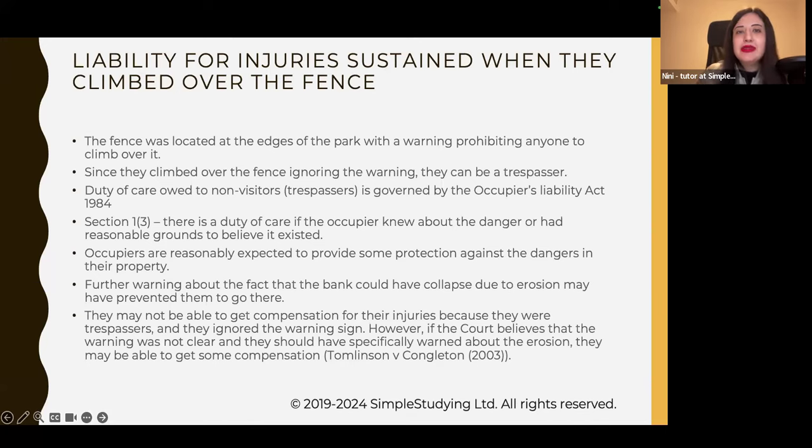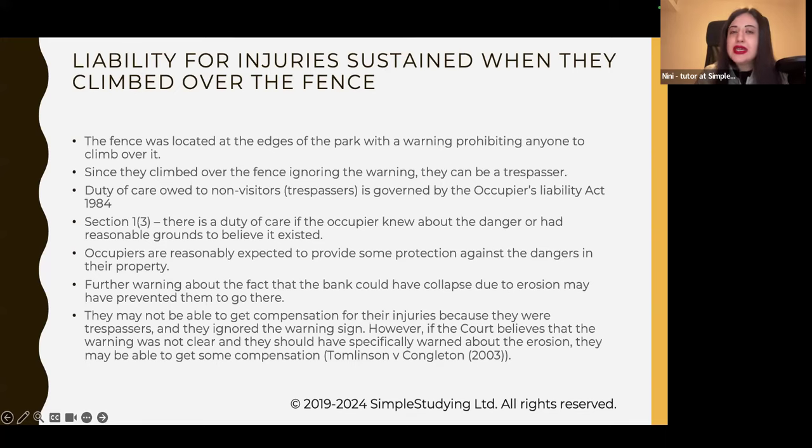So it can be argued that they could have made the warning more explicit to explain better what the consequences of climbing over the fence could have been, and that could have prevented the accident. If the court accepts that argument, then yes, they could get compensation.